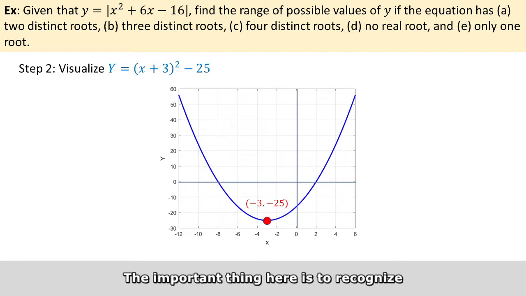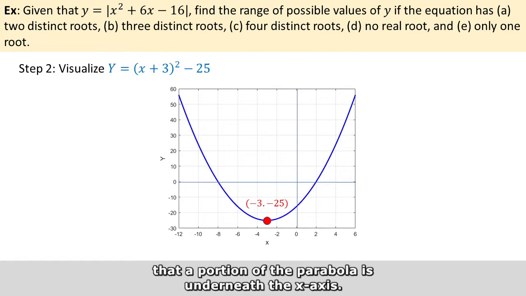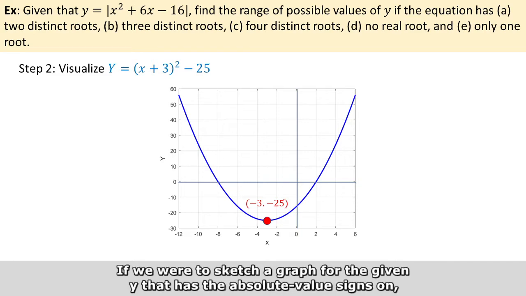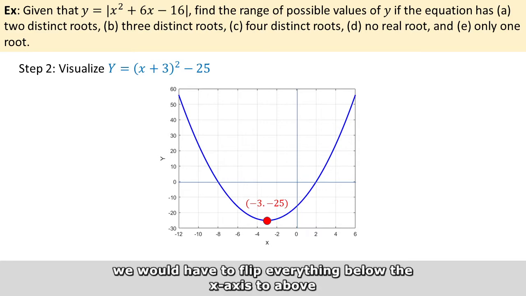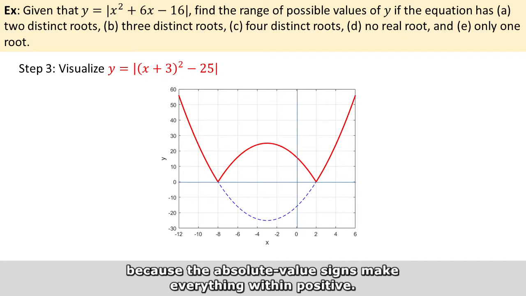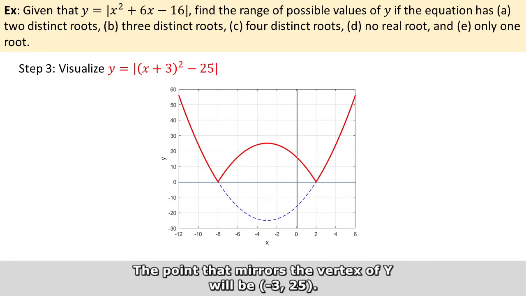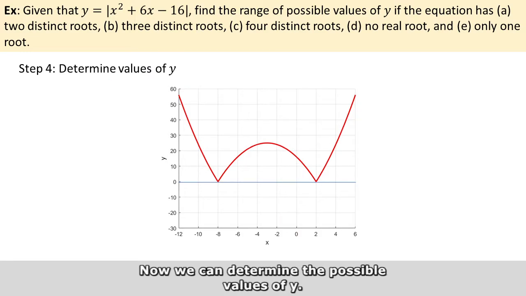The important thing here is to recognize that a portion of the parabola is underneath the x-axis. So if we were to sketch a graph for the given y that has the absolute value signs on, we will have to flip everything below the x-axis to above, because the absolute value signs make everything positive. The point that mirrors the vertex of the uppercase Y would be (minus 3, 25).